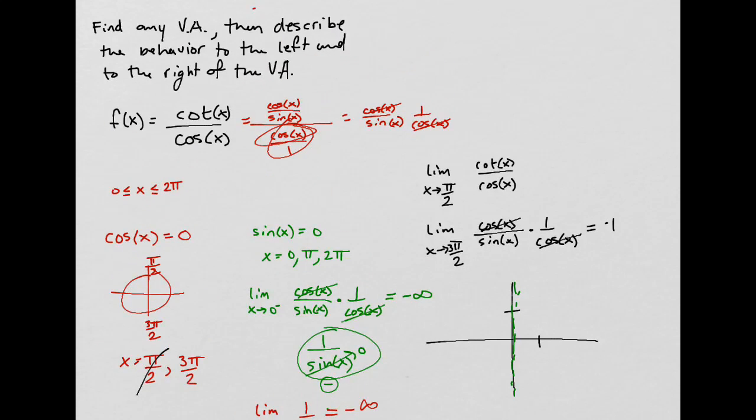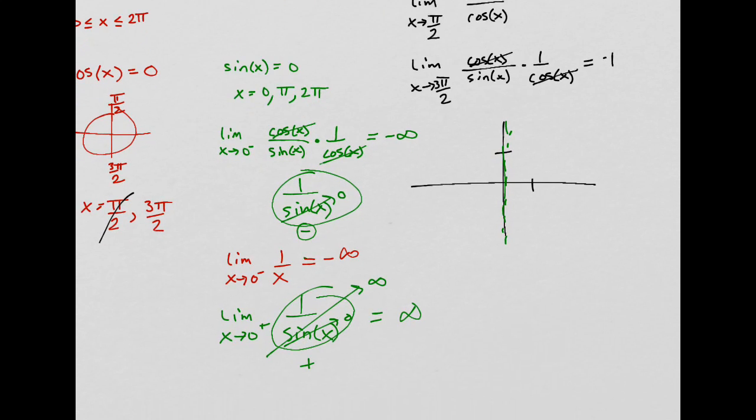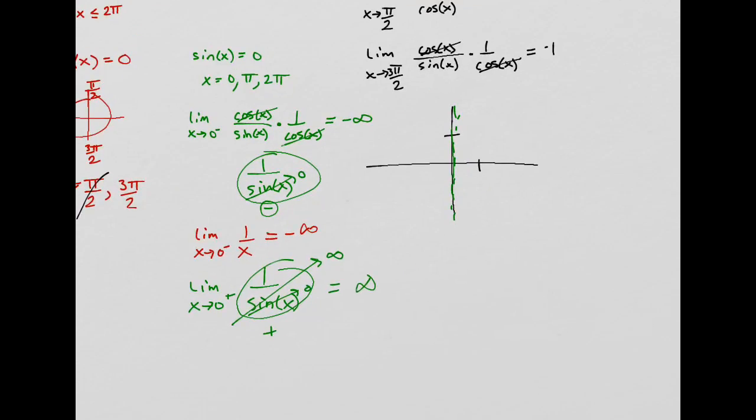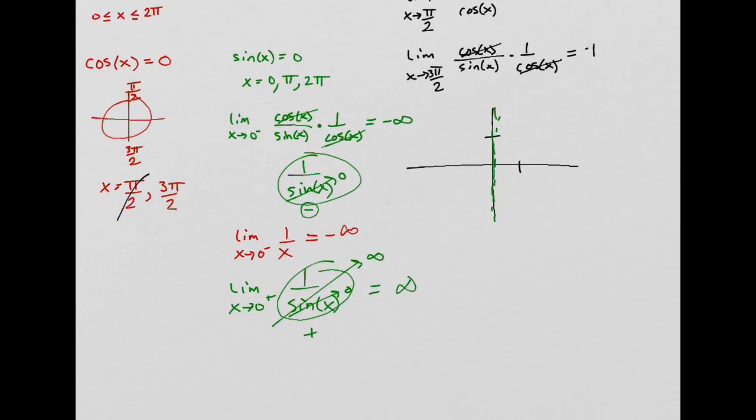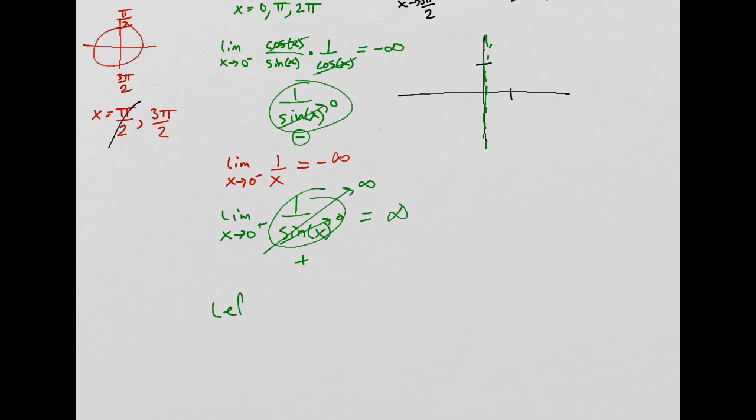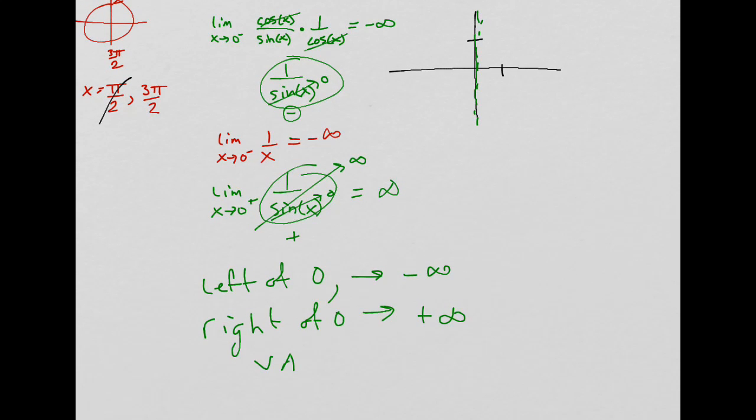It's saying describe the behavior on each side. I think it'll happen in every case. Maybe not; in the odd pi cases, we'll take a look at that in a minute. So to describe this, we could say on the left of 0, we go to negative infinity. Right of 0, we go to positive infinity. And there's a vertical asymptote at x equals 0.